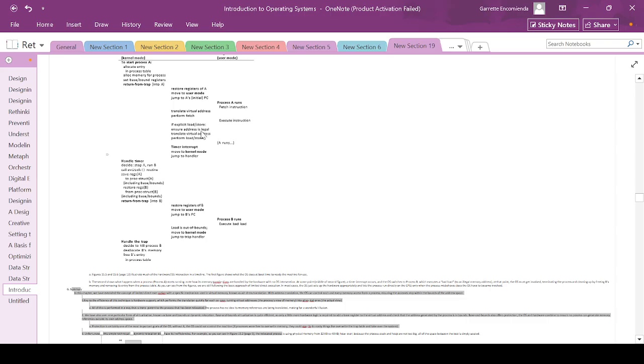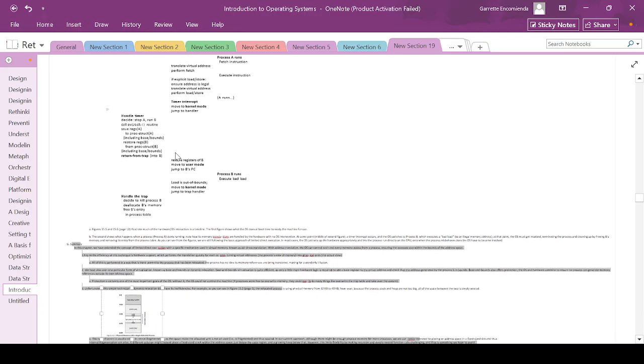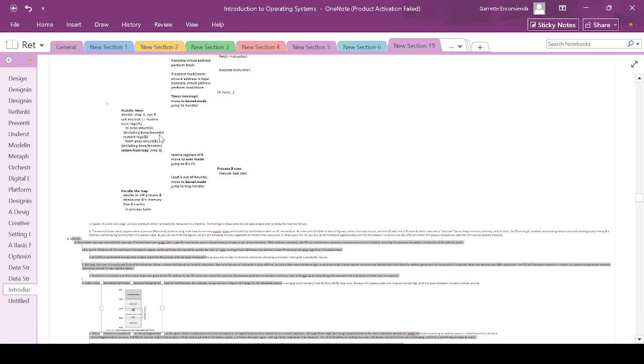If it's an explicit load or store, ensure the address is legal, so that's part of the hardware, kind of like an if statement. Then A continues to run, timer interrupt, move to kernel mode, jump to handler, and then the handler decides to stop A, then run B, call the switch routine, save registers to the proc structure, including base and bound, restore registers of B, and then we go back to the kernel, move to user mode, jump to B's PC, process B runs, it executes a bad load.